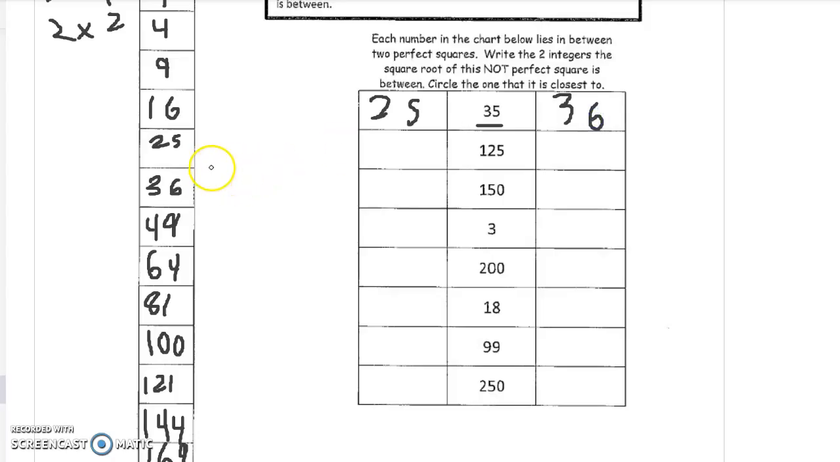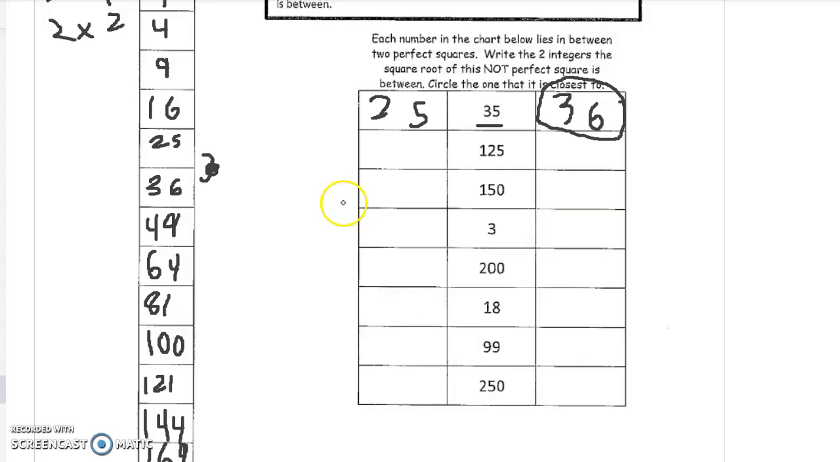You can see here, 35 would be somewhere in the middle of these two numbers. So it's in between 25 and 36. We always want to list the smaller number to the left. So in this situation, 25 goes on the left because 25 is smaller than 36. Then we have to circle which one's the closest as well. You guys should be able to tell pretty easily that 36 is closer than 25. So we're going to circle that one.